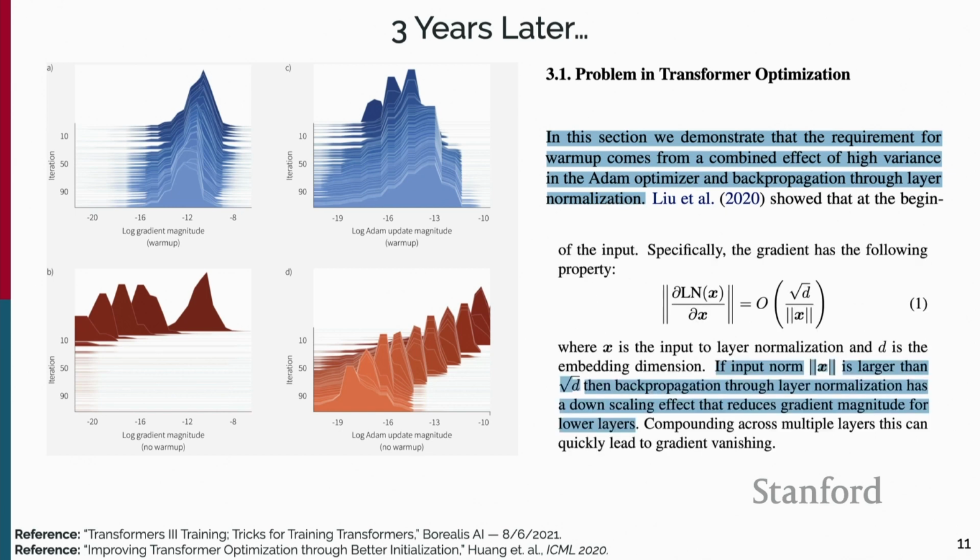So they do some math, and they bound the update as proportional to the square root of the dimensionality of your transformer over the input norm that's coming in. So if your input norm, the size of your activation, is sufficiently large, your layer norm gradient is going to be completely screwed.